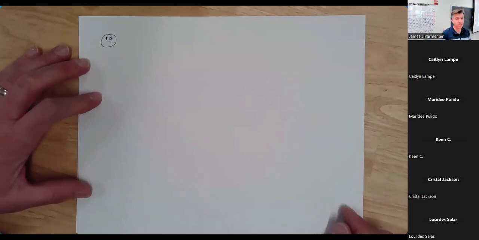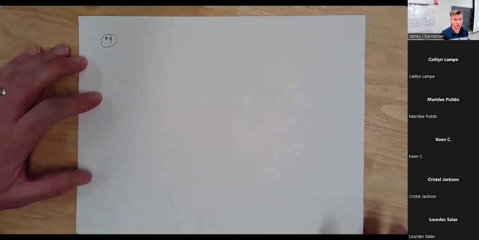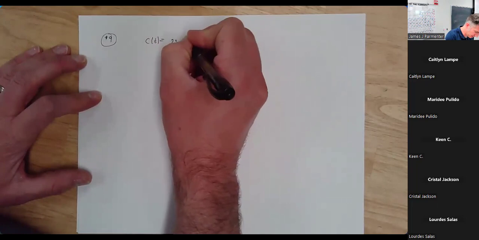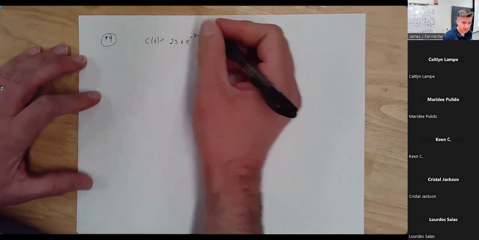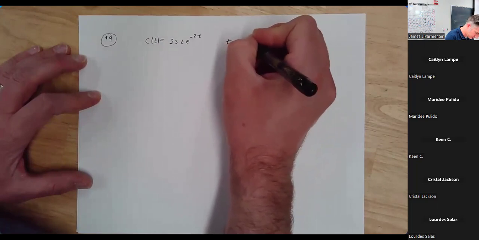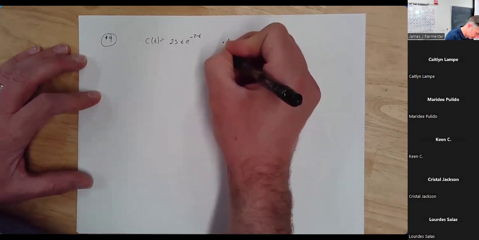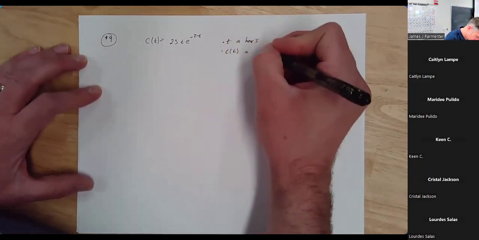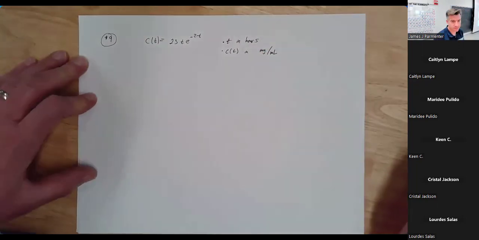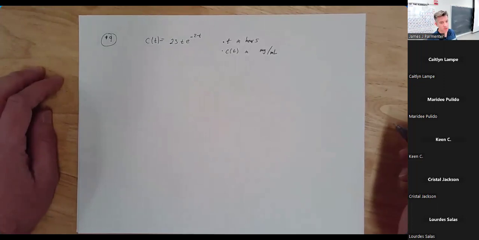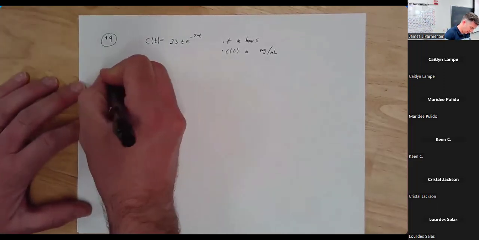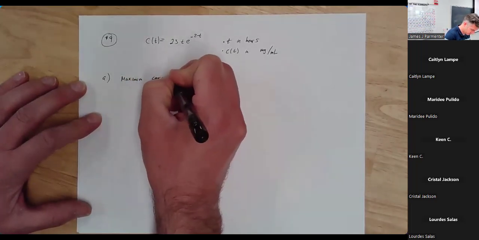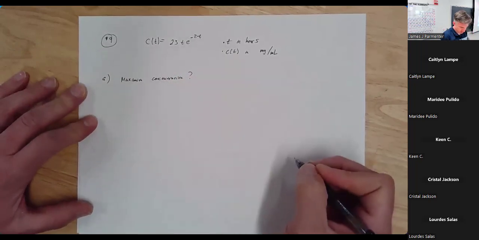I'm going to write the pertinent information. So the plasma drug concentration of a new drug was modeled by the function C of t equals 23t e to the negative 2t, where t is measured in hours and C of t, the concentration, is measured in milligrams per milliliter. What is the maximum drug concentration and when does it occur? So part A, what is the maximum concentration? And when does it occur?